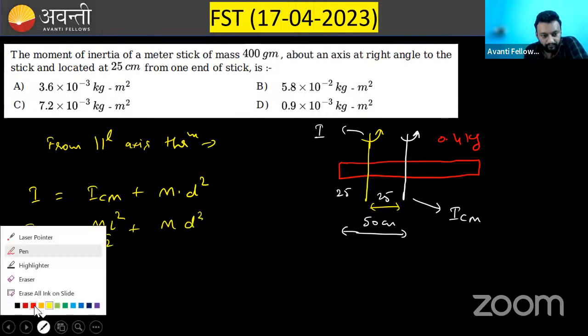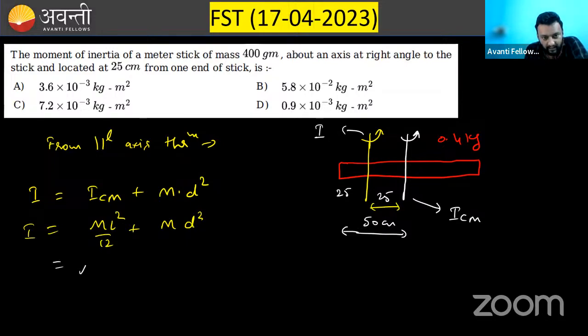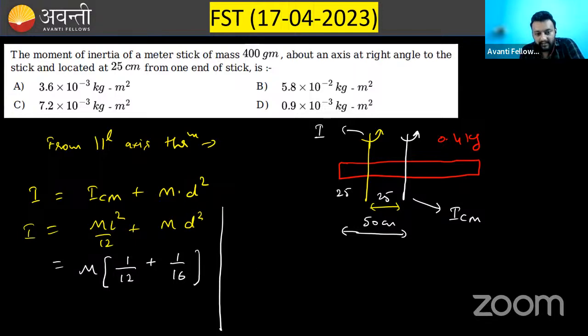Now placing the values, we can take m as common. The total length of the rod is 1 meter, that means 1 by 12 plus. This separation is 25 centimeter, which can be written as 1 by 4 meter. If you square it, it becomes 1 by 16. Now we need to solve it. Mass is 0.4 kg. If you take the LCM, it will be 48. 4 plus 3, that is 7.